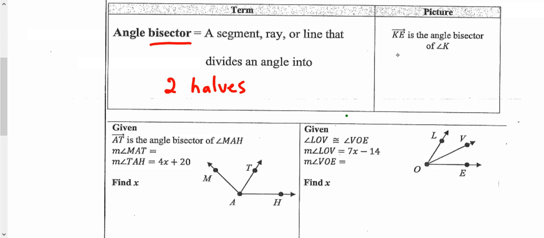All right, so let's go ahead and draw an angle K. Okay, so there's angle K. KE cuts it in half. So I'm going to go ahead and label that point.